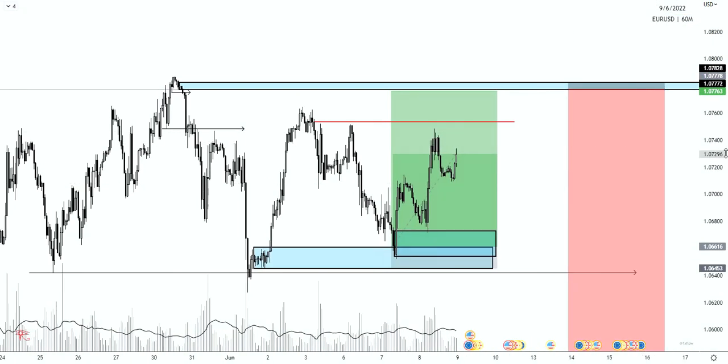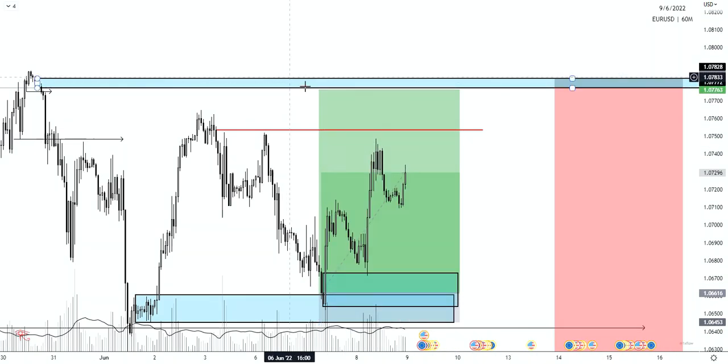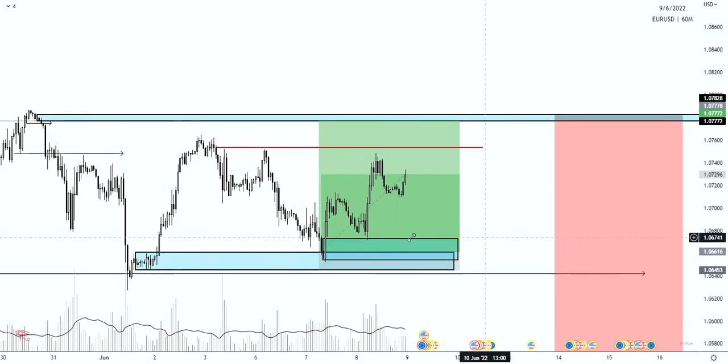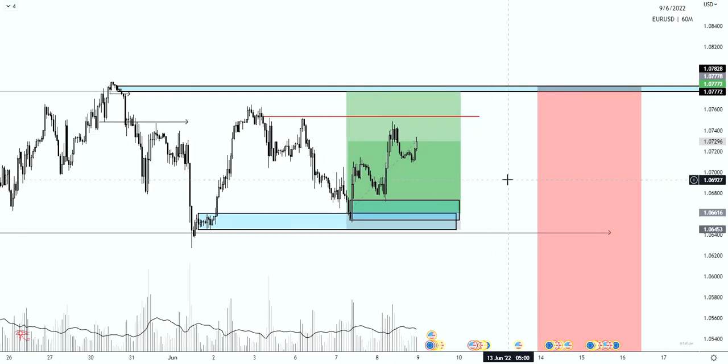So I can say, okay, this is starting to get a little more prominent to me that I want to be targeting this area as well as looking to take possible shorts within this zone.